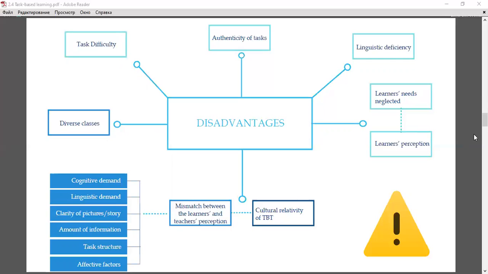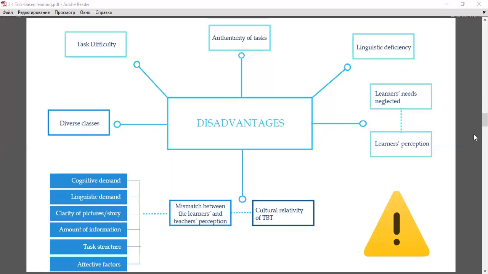Next, linguistic deficiency. Learners who are beginners with no linguistic resources find it very difficult to take part in a task, especially in speaking tasks like role play or describing the differences. Learners may find it very challenging.